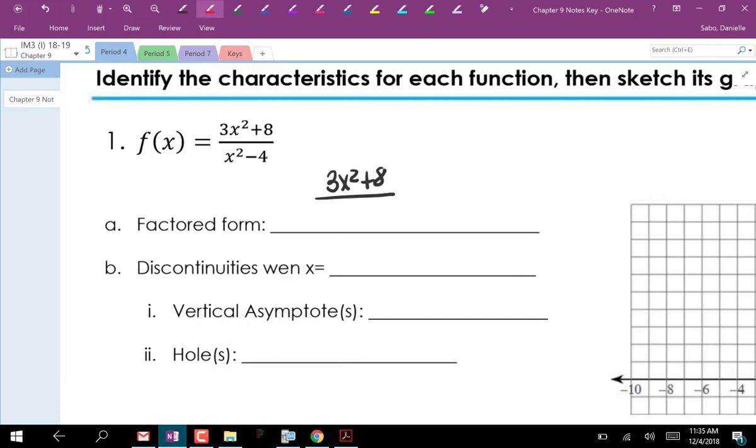Now, the bottom piece can be factored. This was the square root one. Square root. I get x in what number? 2. So I have x plus 2 and x minus 2. So now that's the factored form.